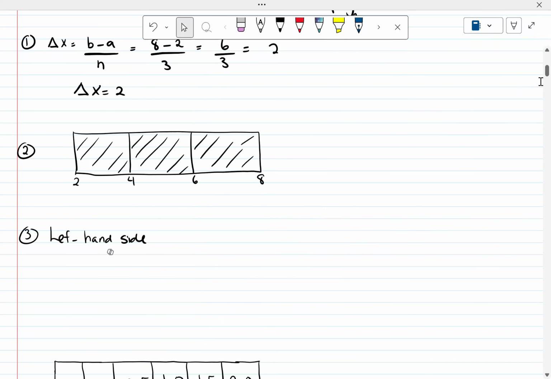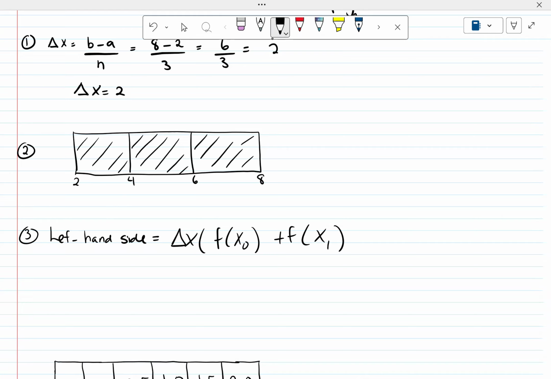I zoomed out. So now step three: we're going to do the left-hand side, which is basically delta x times f of x naught plus f of x1 plus up to f of x n minus 1. So let's fill in our blanks.